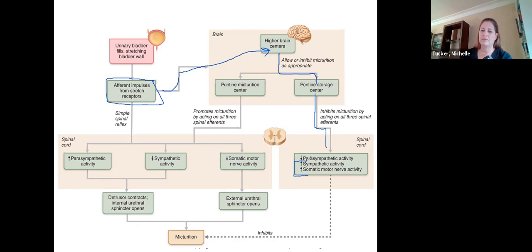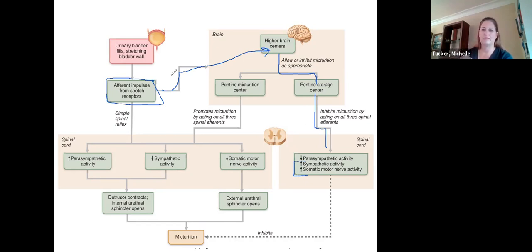And how you can think about this is sympathetic activity is fight or flight. We get scared, we're running from the bear, sympathetic nervous activity increases. The last thing we want to think about is trying to find a place to go to the bathroom. So increased sympathetic activity is going to inhibit micturition or urination.